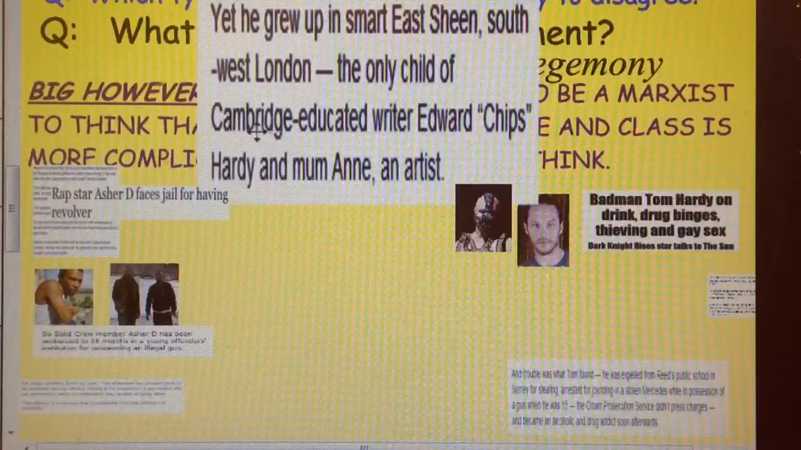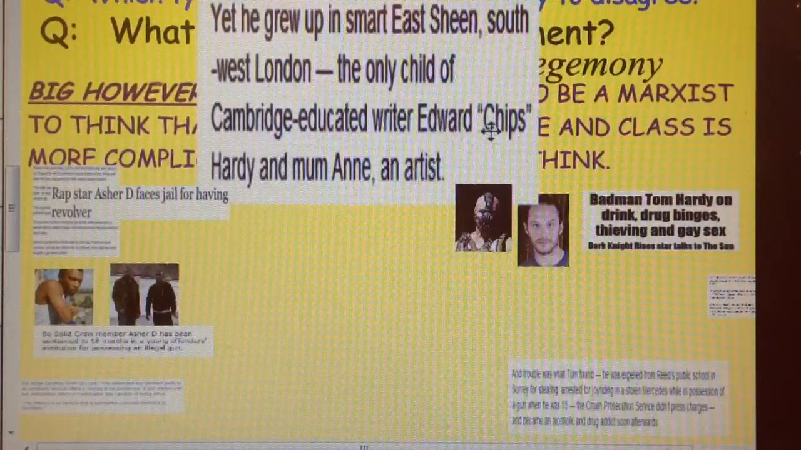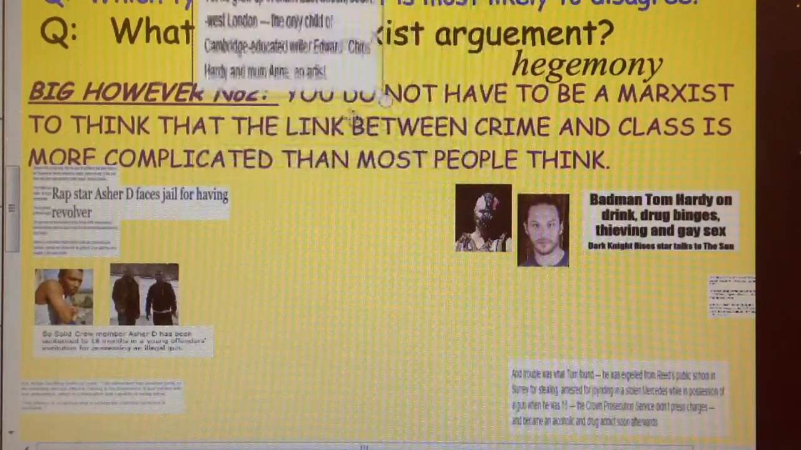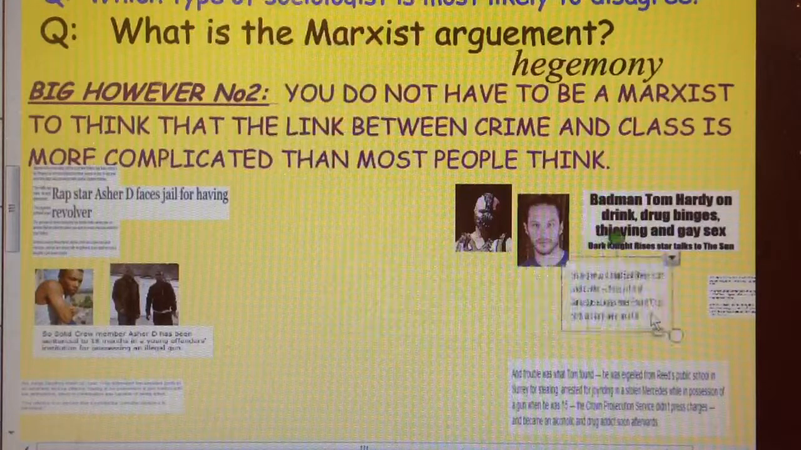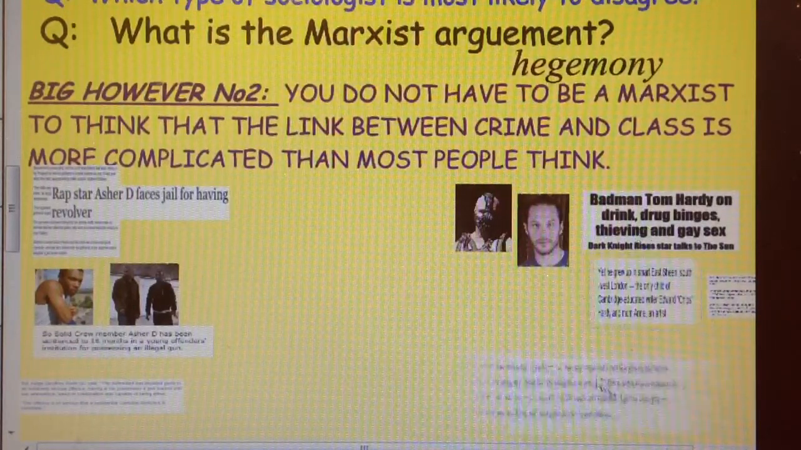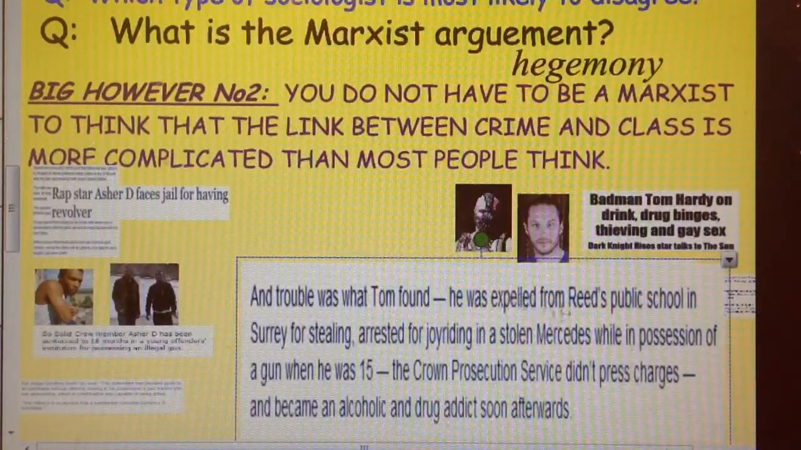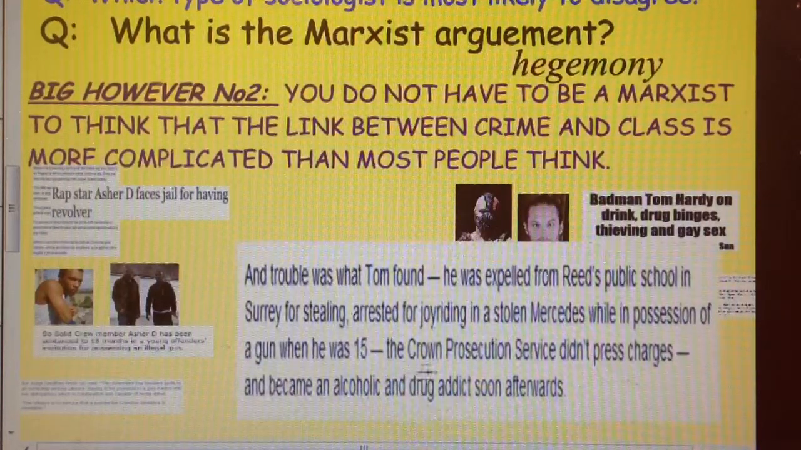His dad was a Cambridge-educated writer, Chips Hardy. His mum, Anne, was an artist. So he is posh. Very upper middle class. He went to a public school, a private school, but then he was expelled from this, it's called Reed, his public school in Surrey, for stealing. Arrested for joyriding in a stolen Mercedes, while in possession of a gun when he was 15. And the Crown Prosecution Service, the lawyers for the government, didn't press charges.